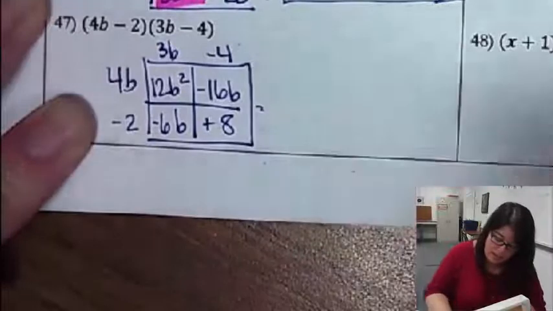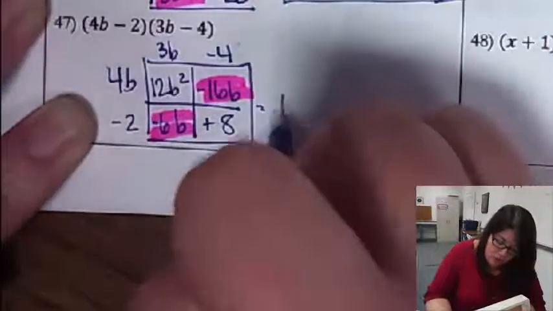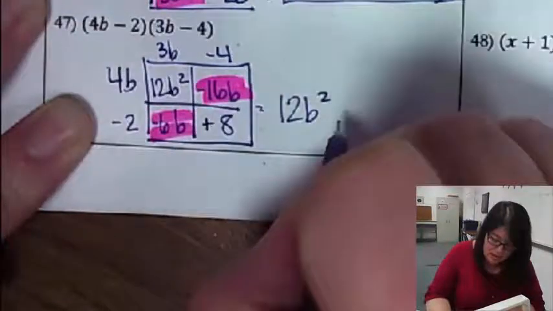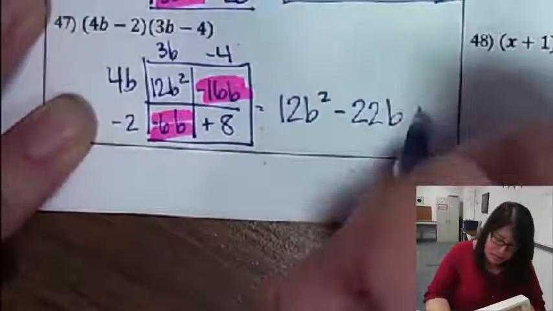All right. Like terms on the diagonal, just as we would expect. 12b squared, negative 6 and negative 16 is going to give me negative 22b, and then plus 8.